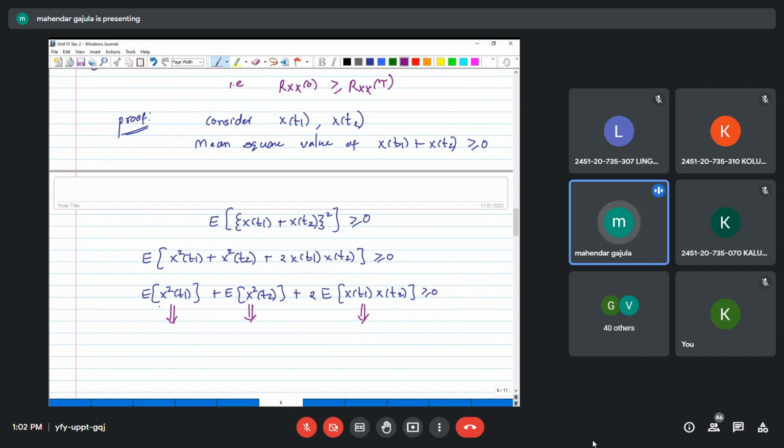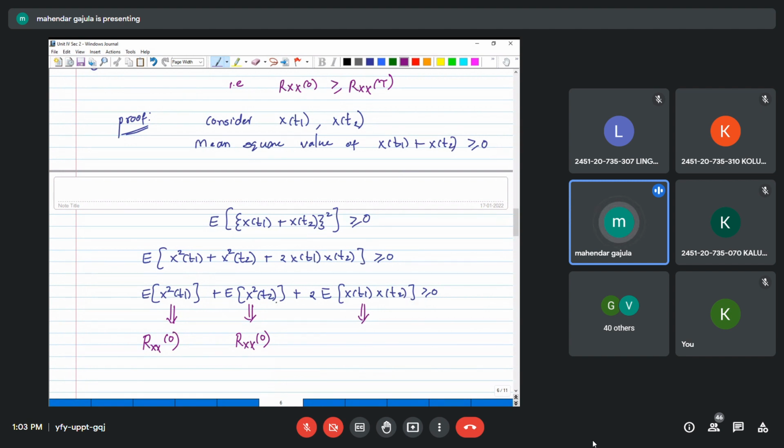Expectation of x square t1, that is xt1 into xt1. What is the time delay between the two xt1 and xt1? It is 0, right? It is R double X of 0. This is also the same. It is a correlation between the same random variables, and the time delay between the two is 0.